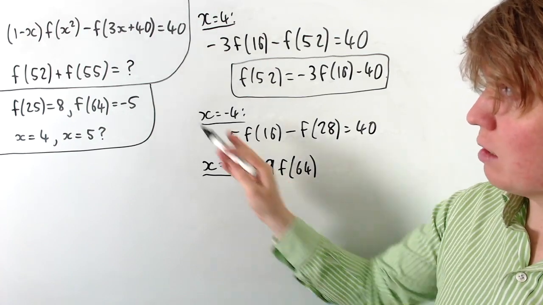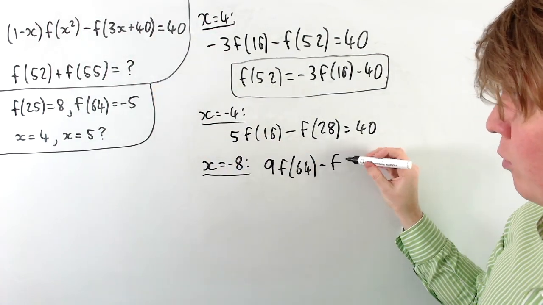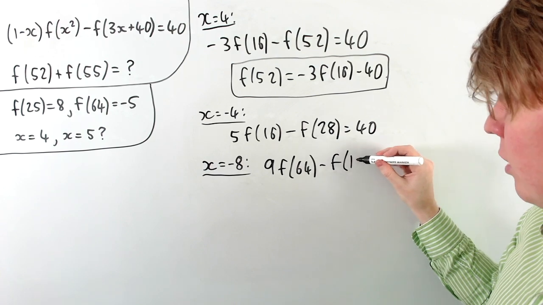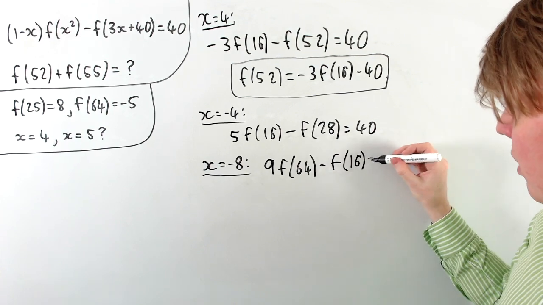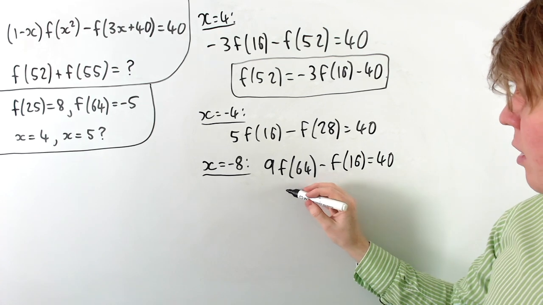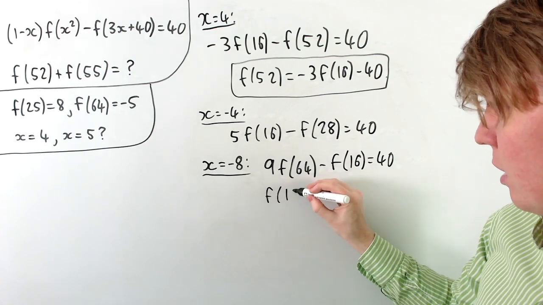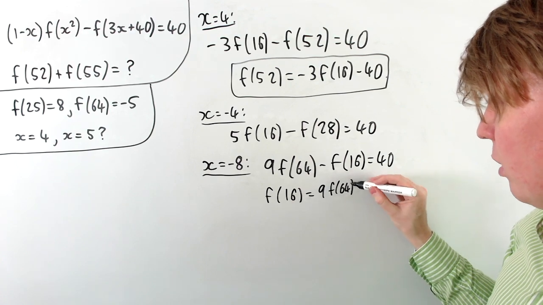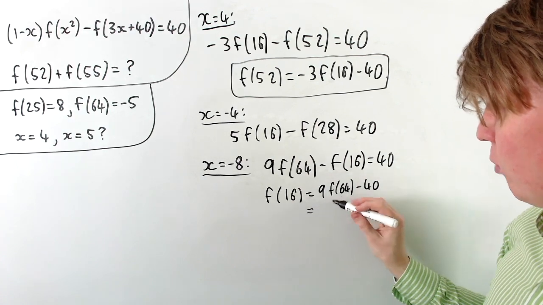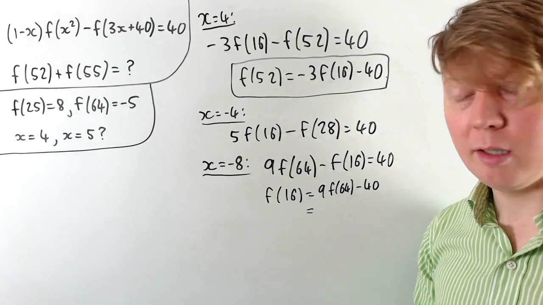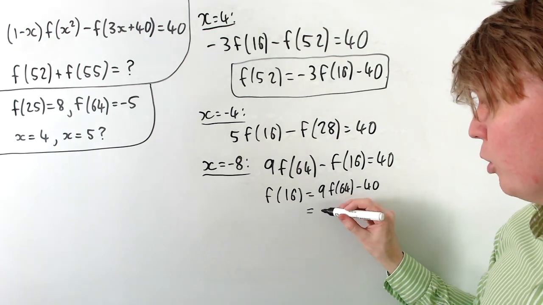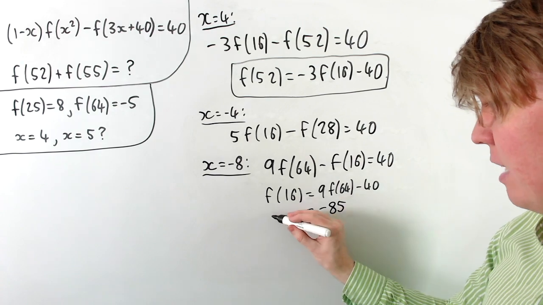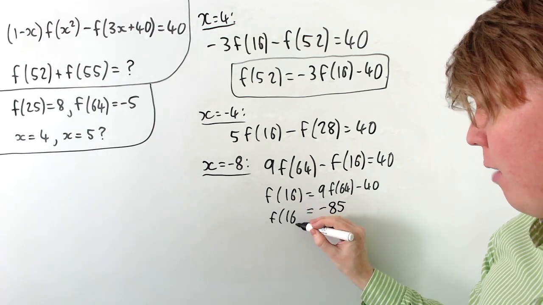So we've got x is negative 8, then we take away f of 3x plus 40, which gives us f of 16, which is what we wanted, and this is equal to 40. So now we can rearrange here. F of 16 is equal to 9 times f of 64 minus 40. And we know that f of 64 is negative 5, so 9 times negative 5 take away 40 gives us negative 85, which is equal to f of 16 then.